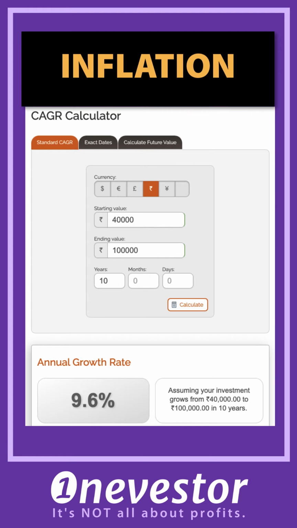Not just that, how do you know whether your investments are actually beating inflation or not? Let's say 10 years ago, your living expenses were 40,000 a month and today it's 1 lakh a month. So if you enter 40,000 as the starting value and 1 lakh as the ending value in 10 years, you get a CAGR of 9.5%. That's the actual inflation for you and not the rubbish numbers published in the media.